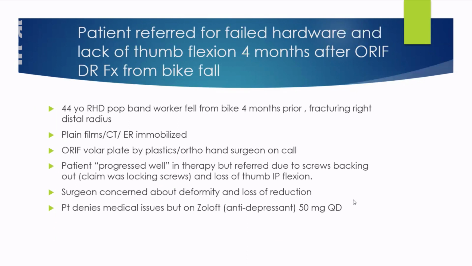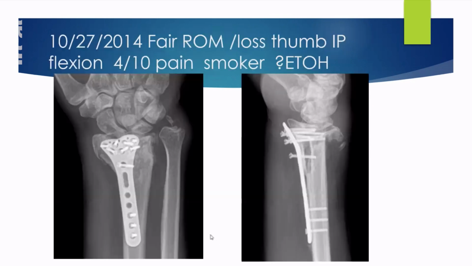Okay, so I hate to be reminded of this case, to be honest. But you forced my hand. So, a middle-aged man in a very famous band actually, fell 4 months prior to me seeing him, where he underwent ORIF, and he was apparently progressing well in therapy, but then was referred to me by a colleague because of the deformity and the loss of reduction, but minimal pain, but he also had loss of thumb flexion. He is on an antidepressant.